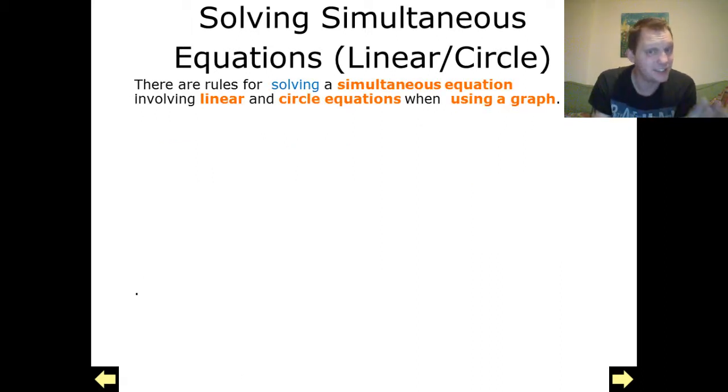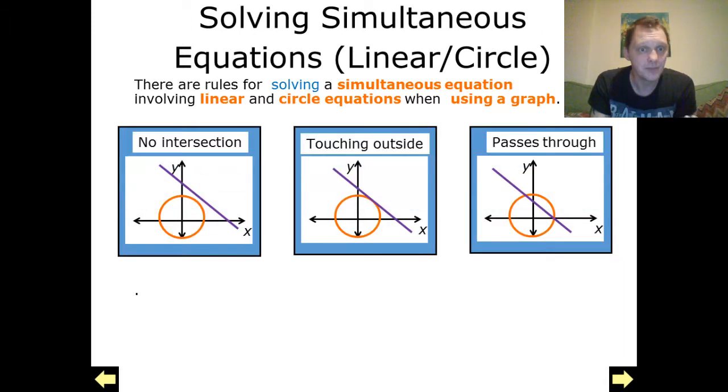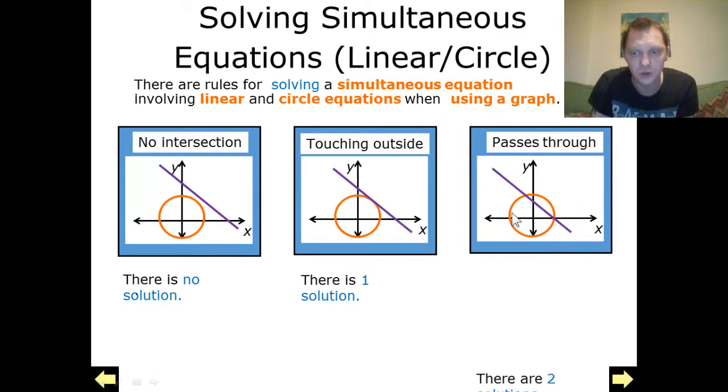So a couple of things that we just need to bear in mind when we are trying to solve graphically. If the line and circle do not touch whatsoever, do not intersect, then there is no solution. If the line touches the circle in one position, so the line almost acts as a tangent to the circle, then there is one solution. But if the line intersects the circle, crosses through the circle, then there are two solutions at the 2 points that it crosses.